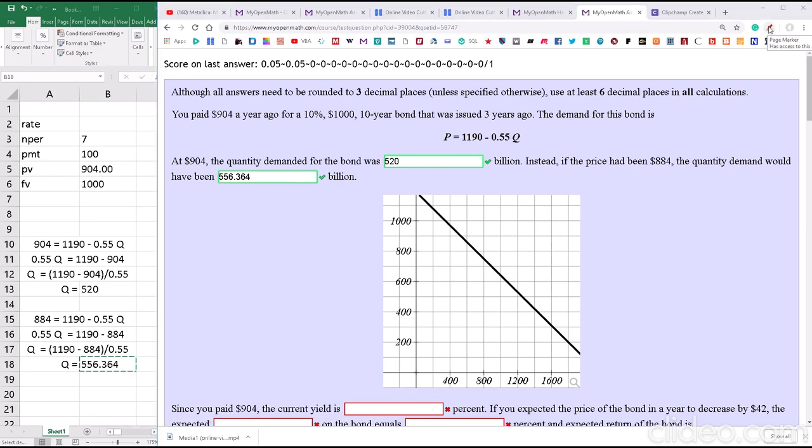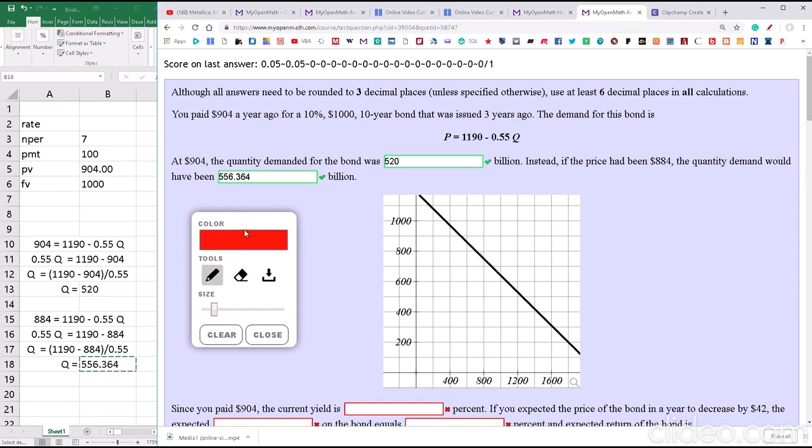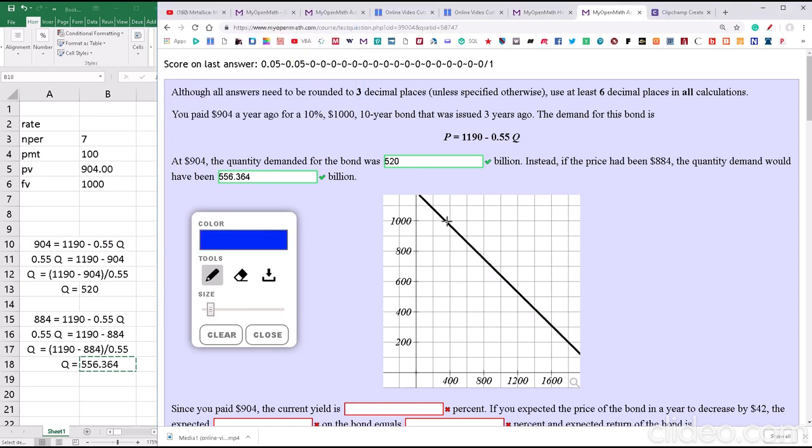And I got this nice little tool called Page Marker. It's a Google app. I'm going to click on that. I'll move it over here. And then for my first point, I'm going to label it blue. And the price was 904. So the prices are right about here, right? 904 is right about here. So I've got to dash over to here, and write 904.